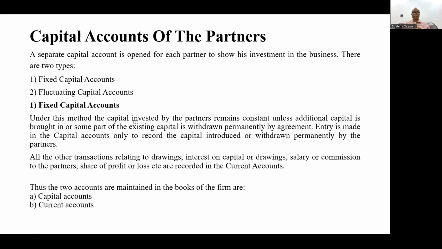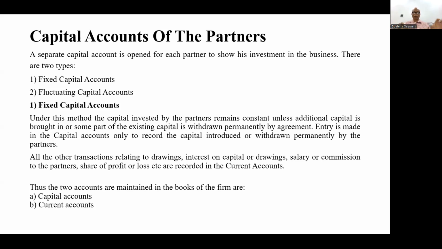Under this method, the capital invested by the partners remains constant unless additional capital is brought in or some part of the existing capital is withdrawn permanently by agreement. So in the event that the partnership agreement allows partners to withdraw, usually it does not happen like that. But in the event that the partnership agreement talks about the fact that you can withdraw your capital at any particular point in time, so be it.